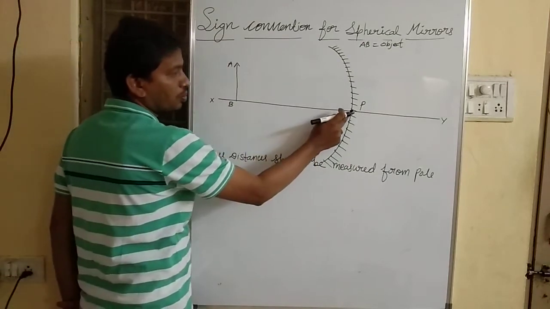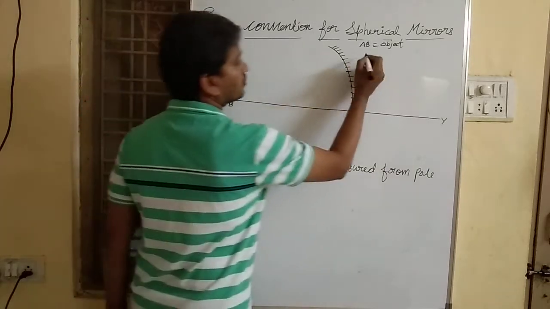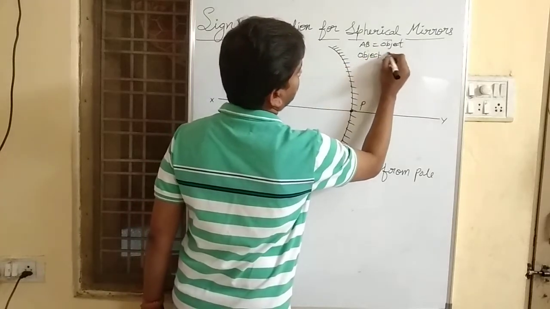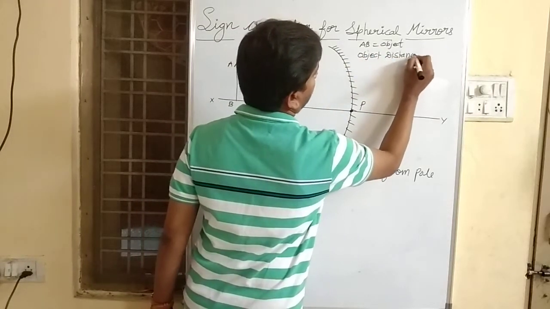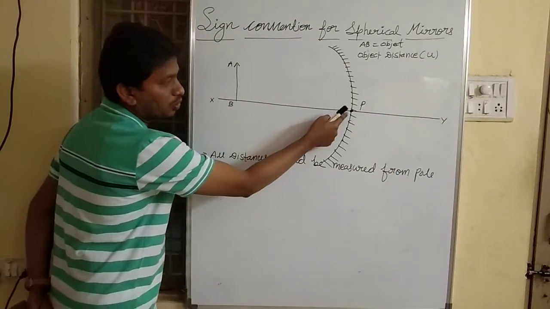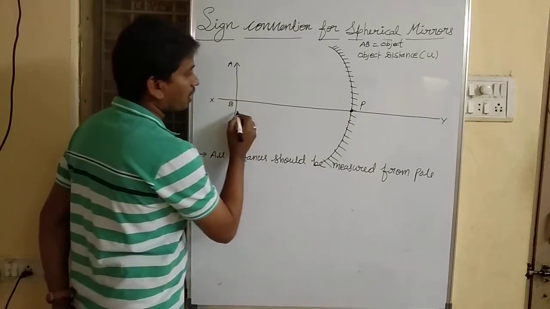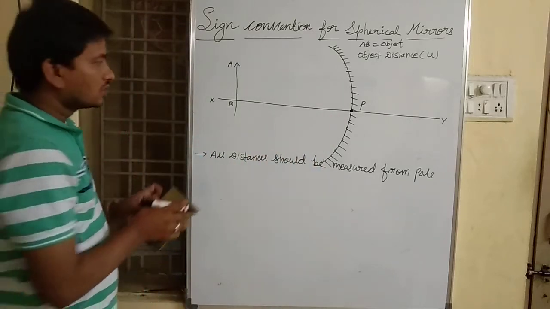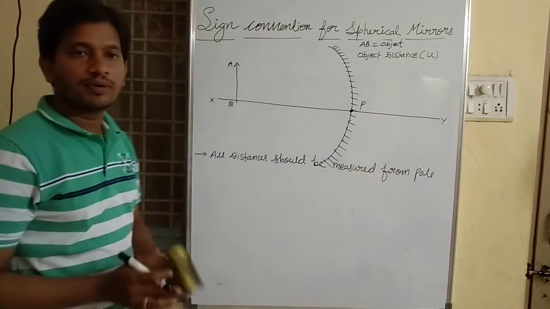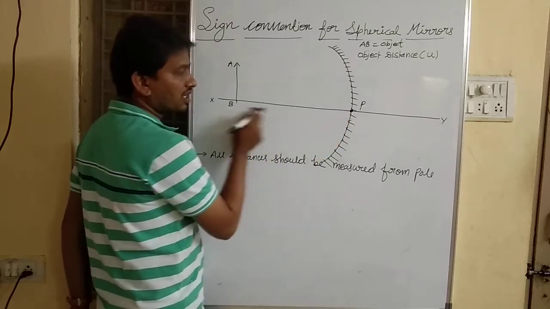The distance between the pole and the object we also call the object distance. We represent it with the letter U. What do we mean by object distance? The distance between the pole and the object. This is our object distance. So, coming to the first point, all distances should be measured from the pole only, always, from here.